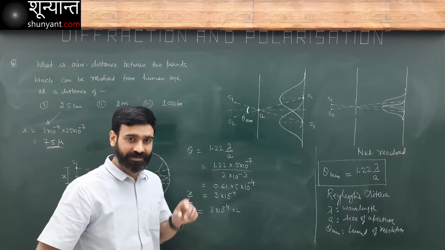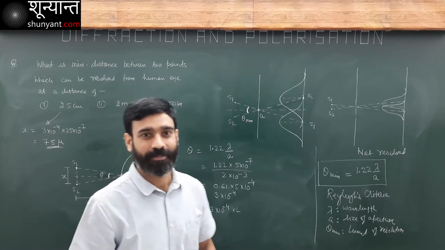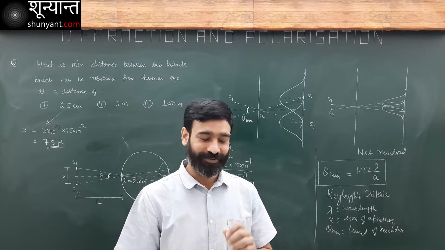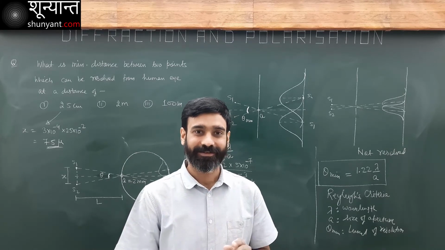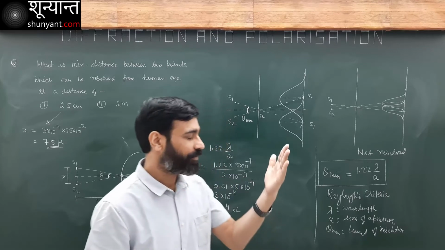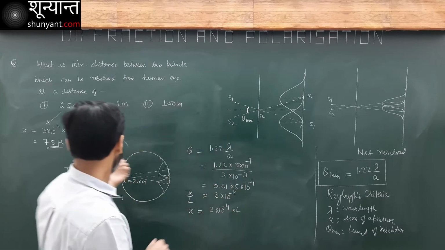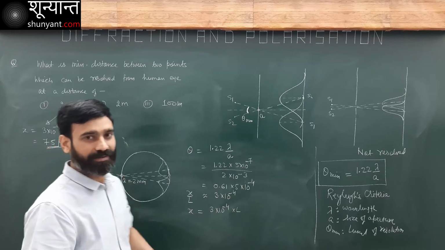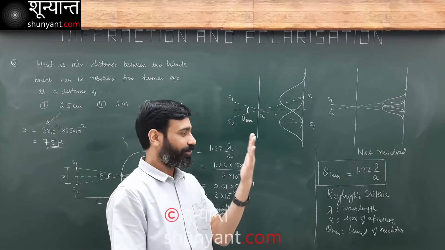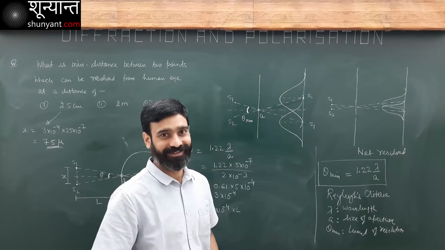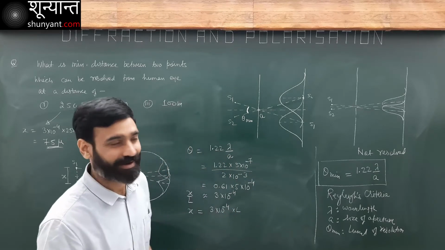That's how sensitive our eyes are. If you have a normal eye, and you are looking at two points which are separated by this value, 75 micron, a very small length indeed, then also you will be able to see them separately. That is how sensitive our eyes are.